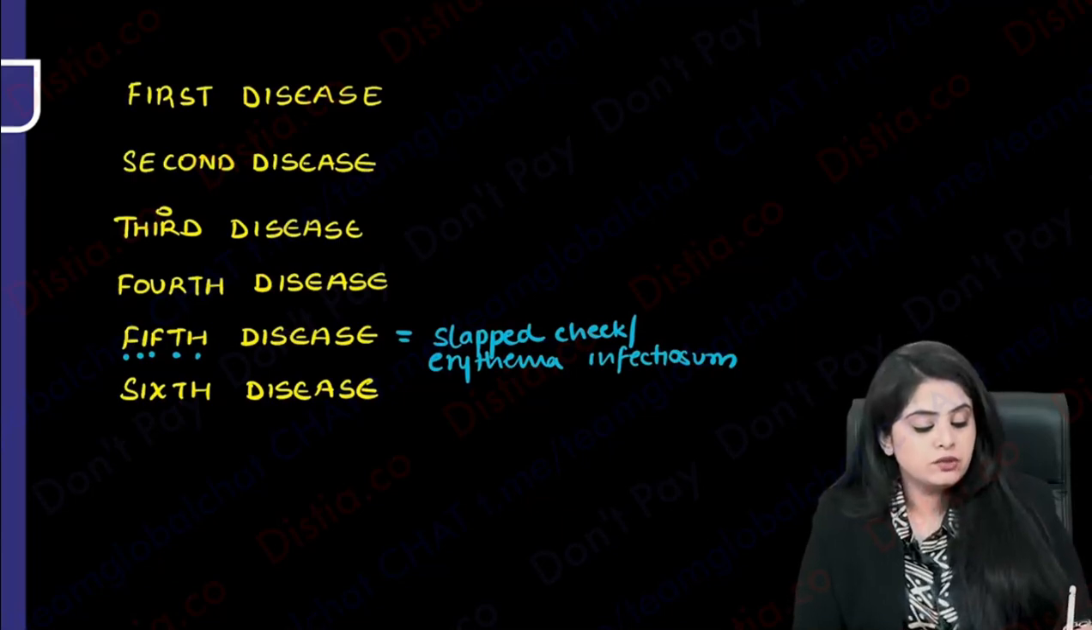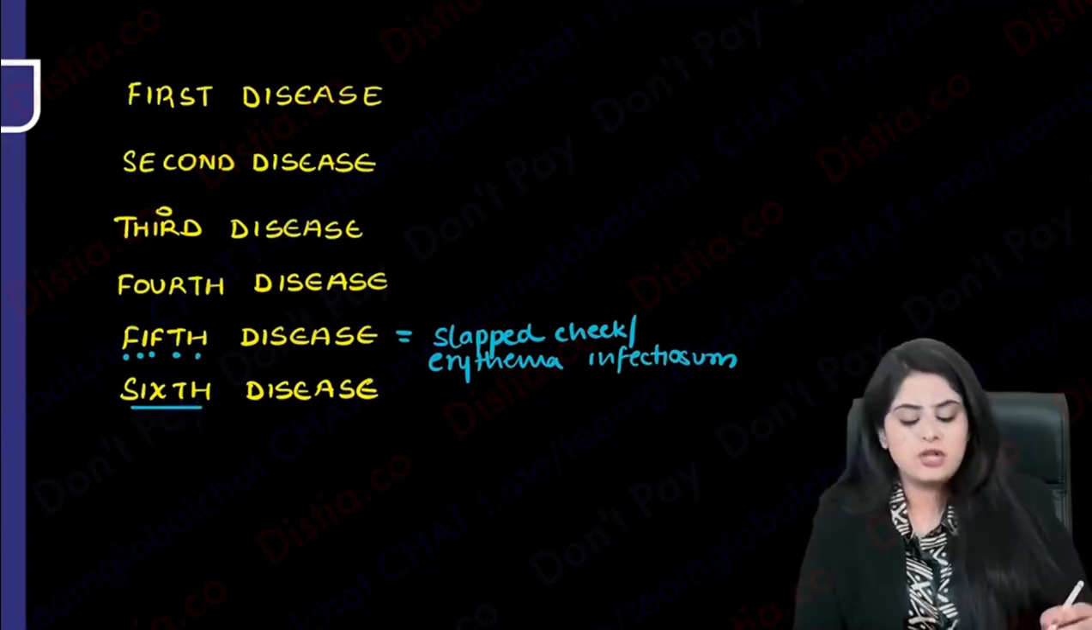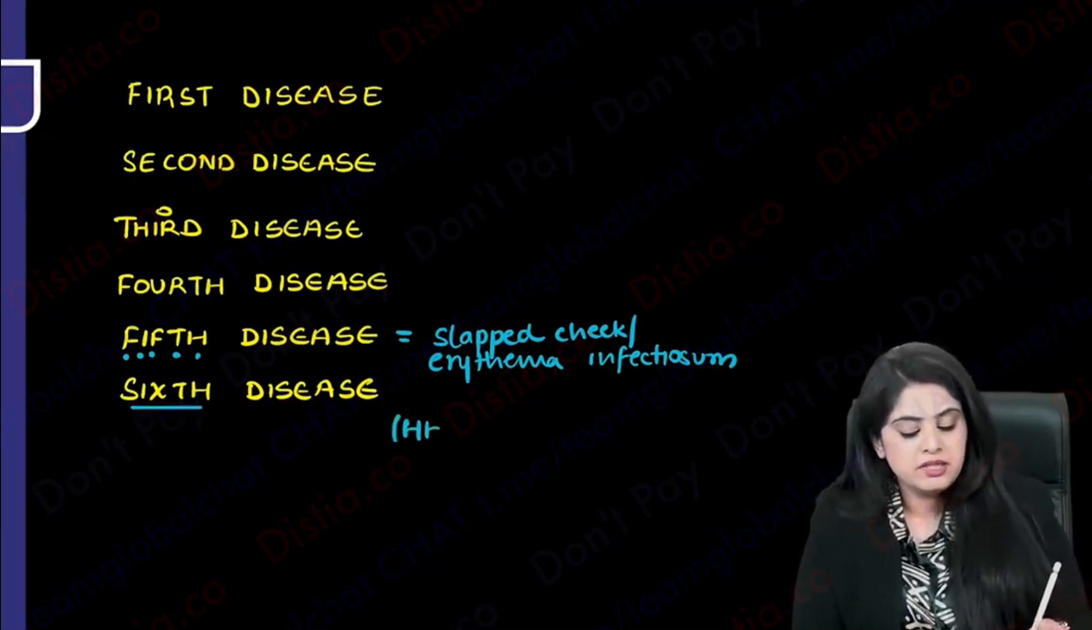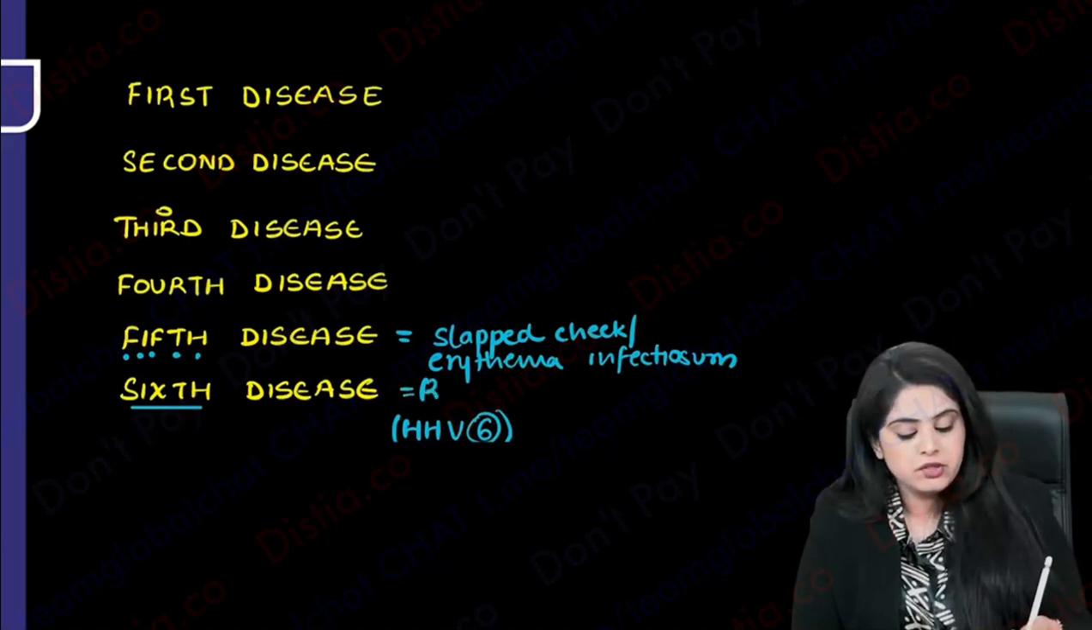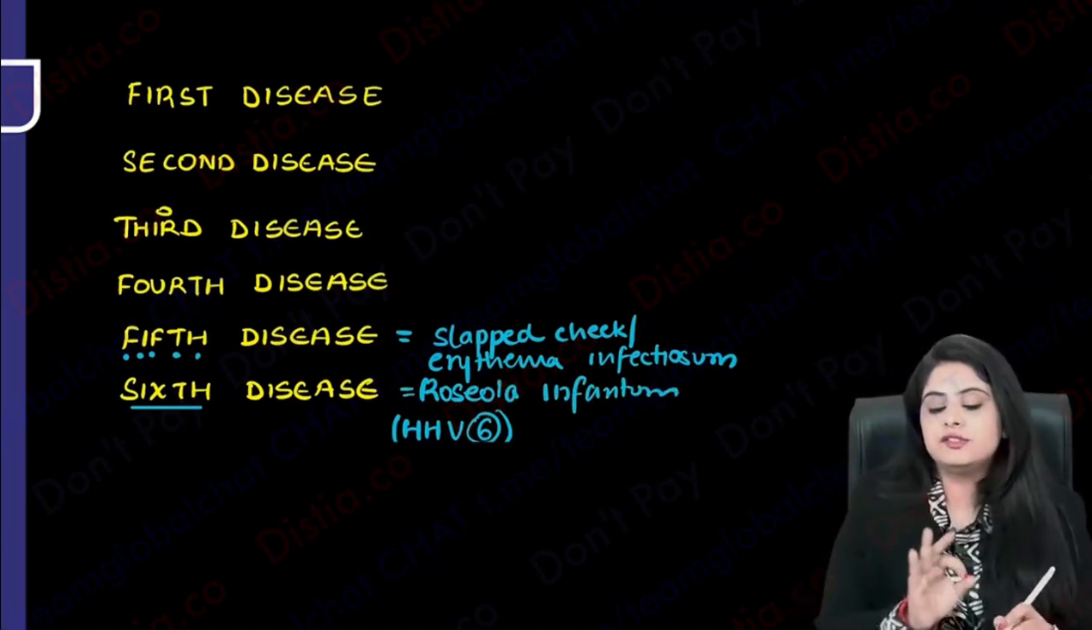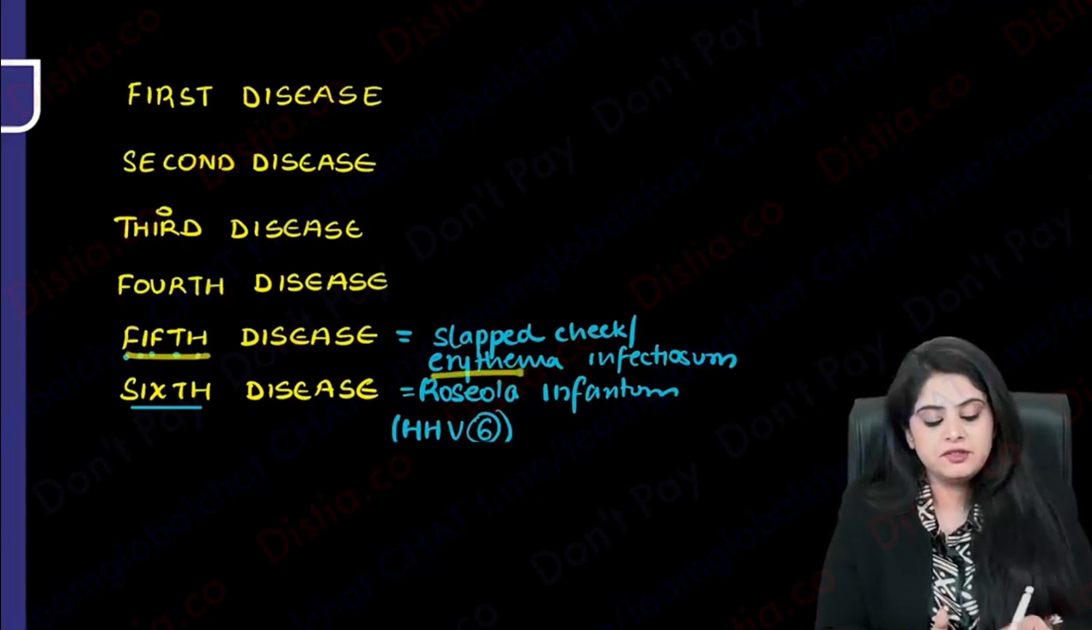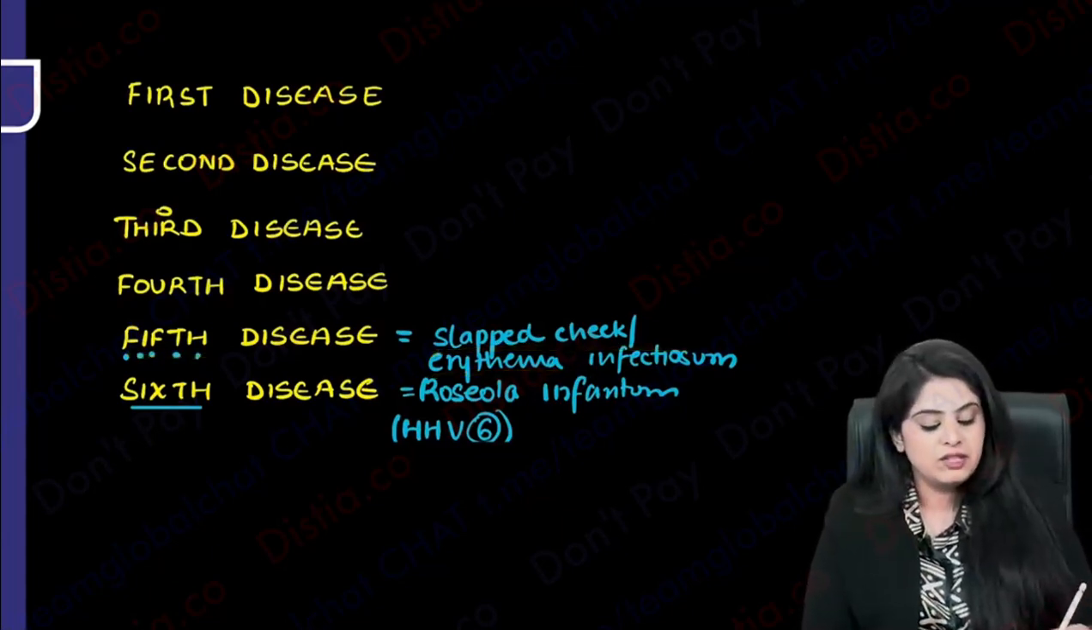You have also studied the sixth disease in the previous chapter. Human herpesvirus 6 was causing the sixth disease. What was that? Roseola infantum. So HHV-6 causes the sixth disease, whereas the fifth disease is the five-handed slap. Now let's move on to the others.